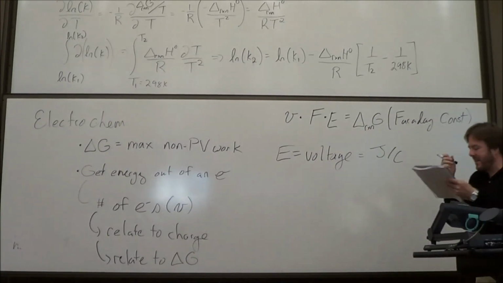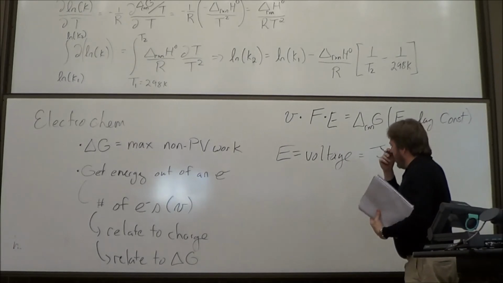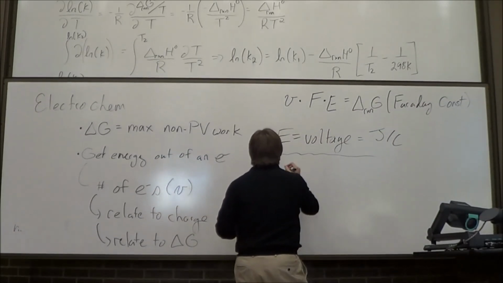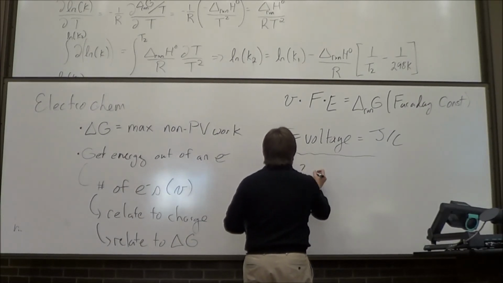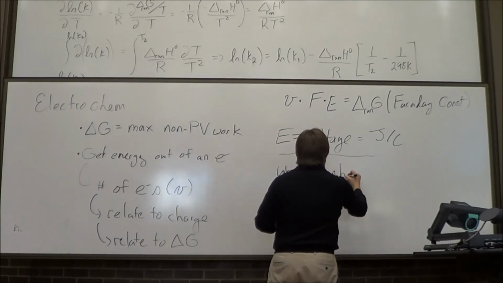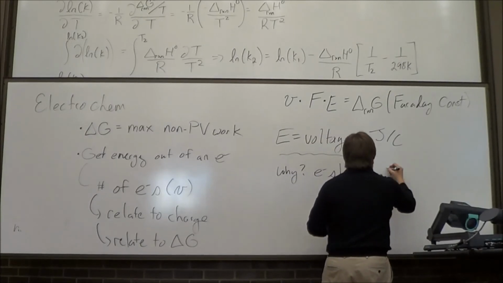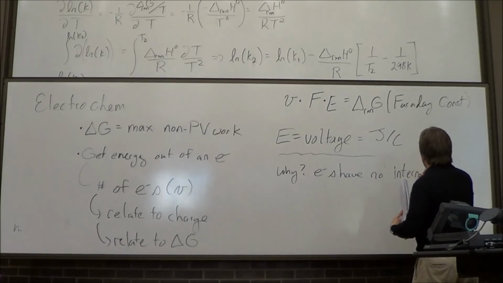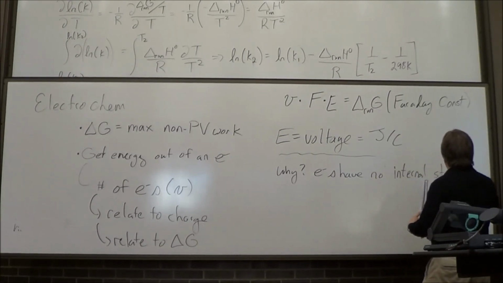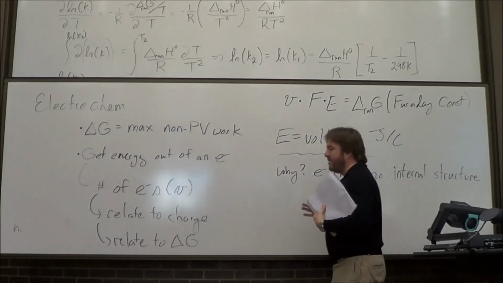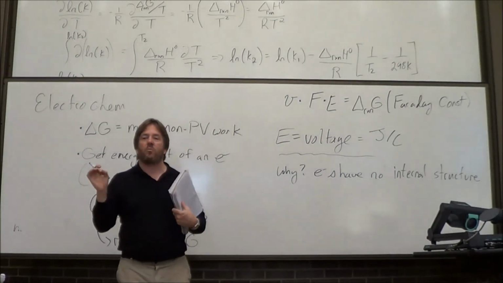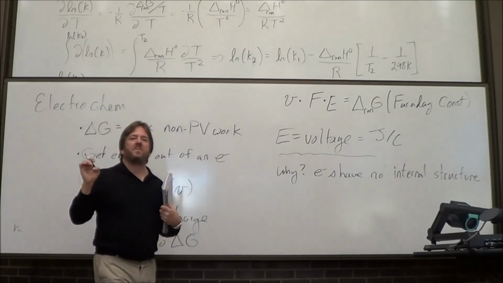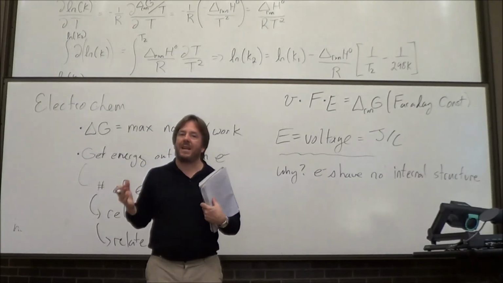And the reason that is, this is a little bit of an aside. Why? Because electrons have no internal structure. Okay, electrons have no internal structure. They don't vibrate, they don't rotate, they only move. And that means that I can only get energy from electrons by messing with their kinetic energy.